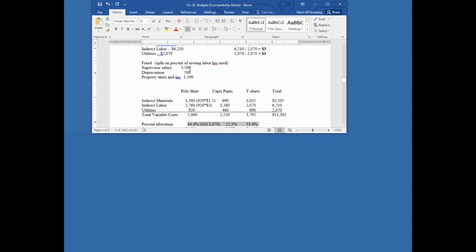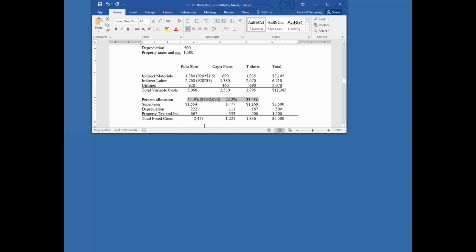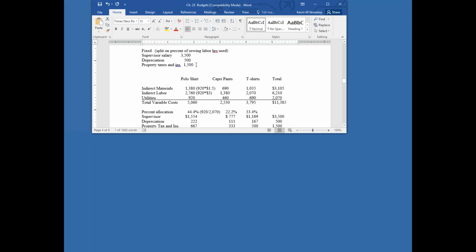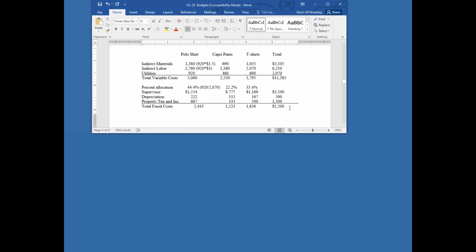So with the supervisor salary, because we use 44.4% of the sewing hours and that's our base, we're going to take 44.4 and multiply it by this $3,500 of fixed costs. And we do that for all of the fixed costs. 500 times the 44.4, 1,500 times the 44.4, and then we can get the total fixed cost that should be allocated to the polo shirt. When I do this for all 3, I better get the same number over here that I do when I add up these 3 here. When I add up these 3, I get 5,500, and I also get 5,500 here.